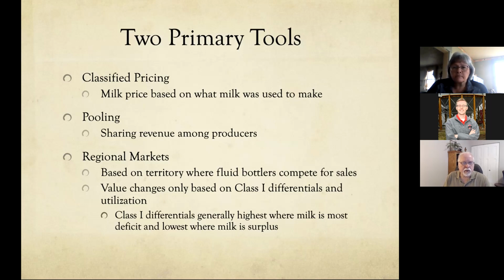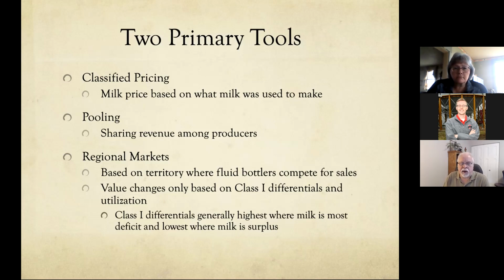Our markets are regional. They're based on the territory where fluid milk bottlers compete for sales. So in the Middle East market there in Ohio, it's covering a pretty fair territory. It used to be just a small territory, like Cincinnati or Cleveland, so the markets were small. But since bottlers are moving milk over longer distances, those markets have become much larger in geography.